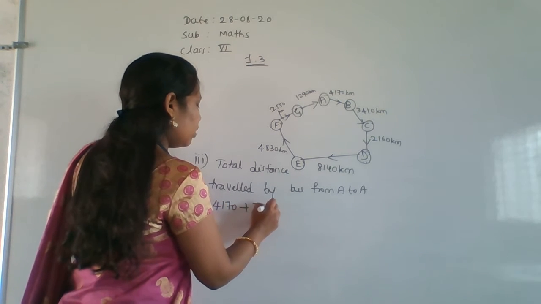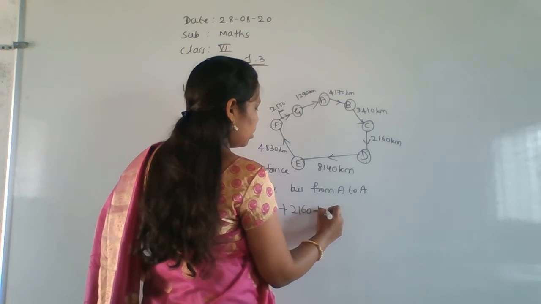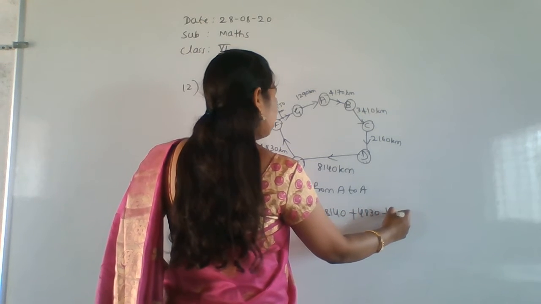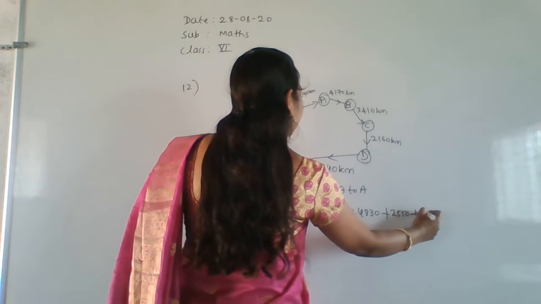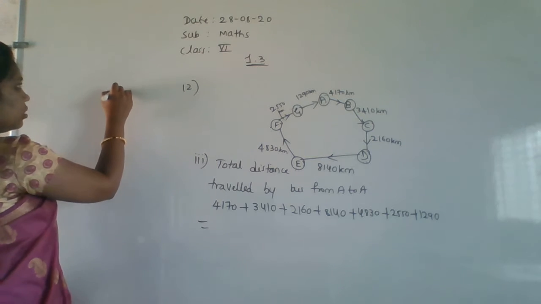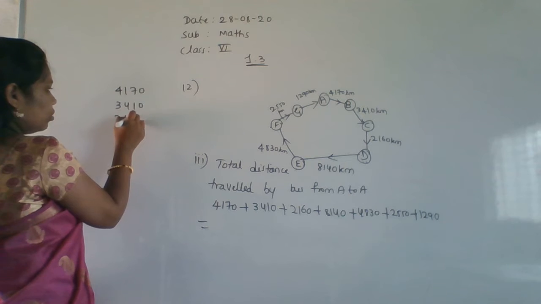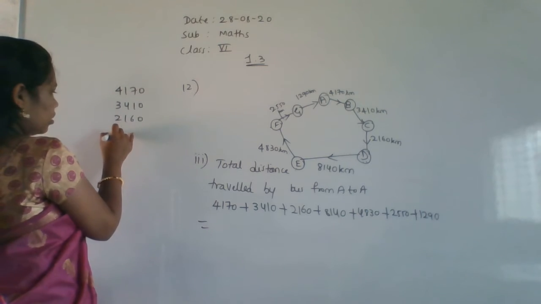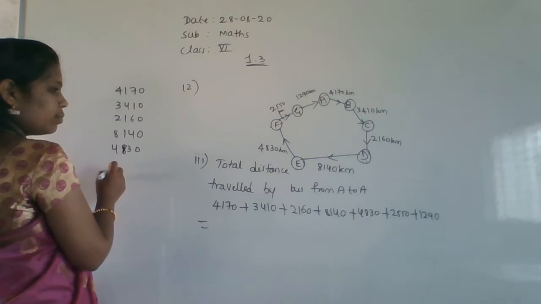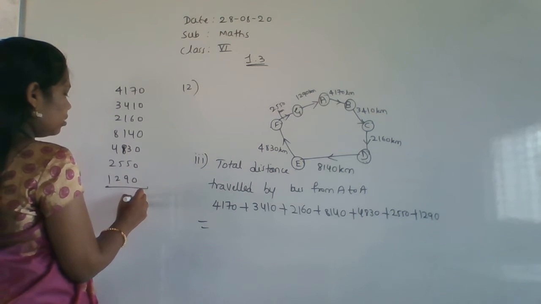4,170 plus 3,410 here, 2,160 plus 8,140, 4,830 and 2,550 and 1,290 kilometers. Okay, add all those values, that is 3,410. Next 2,160, 8,140, 4,830, 2,550 and 1,290. Okay, here 0 is there.